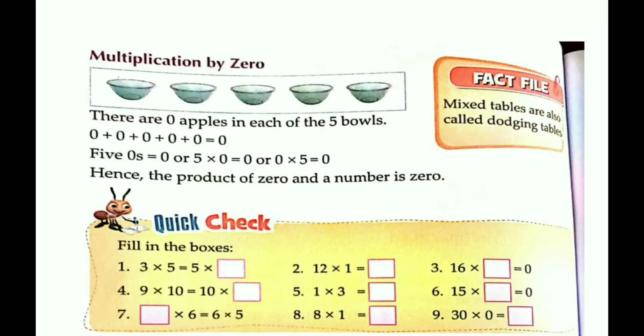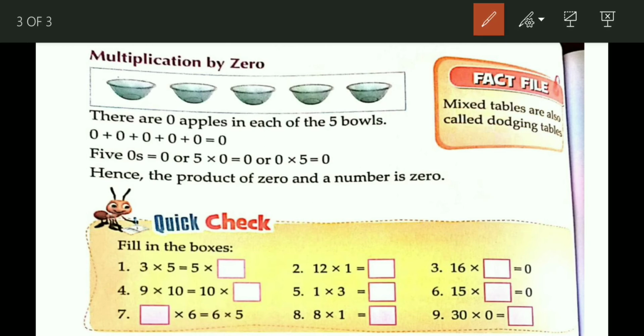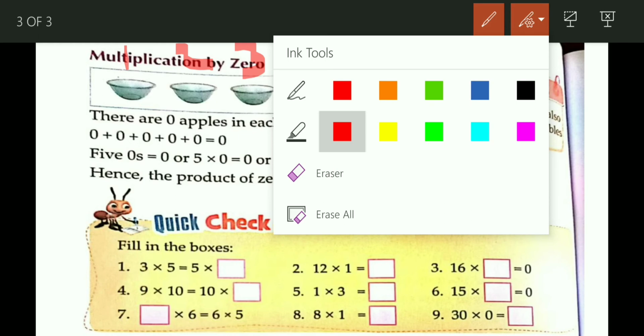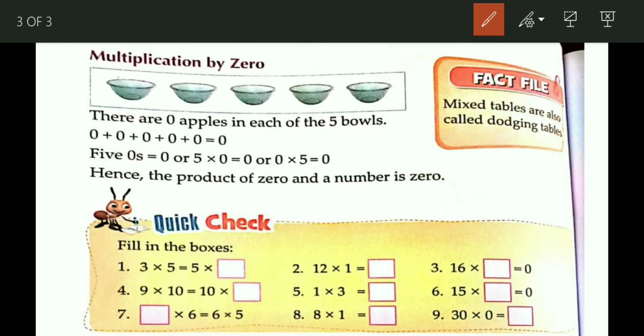Now the third property is multiplication by 0. So let us see what happens if we multiply a number with 0. So there are 0 apples in each of the 5 bowls. Now here, do you see 5 bowls? 1, 2, 3, 4, 5. Do you see any apples in these bowls? No. So there are 0 apples in each of the 5 bowls. That means in all the 5 bowls, there are no apples.